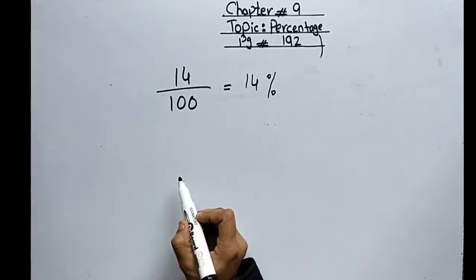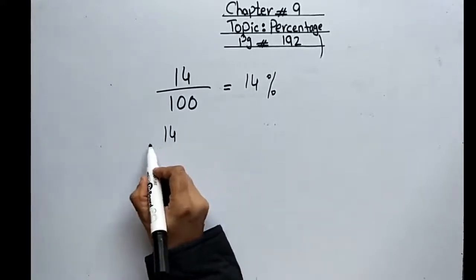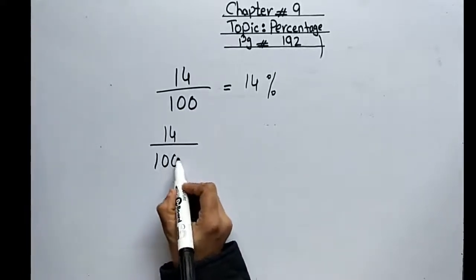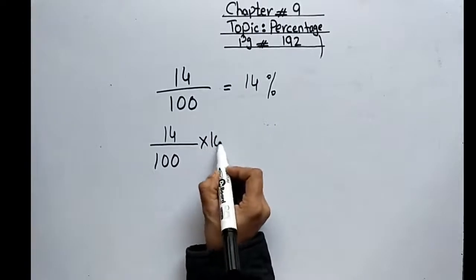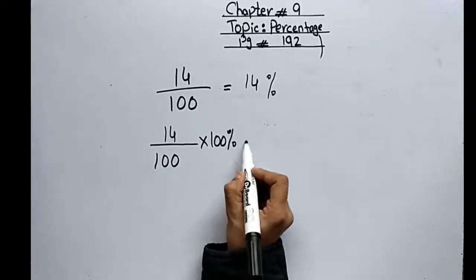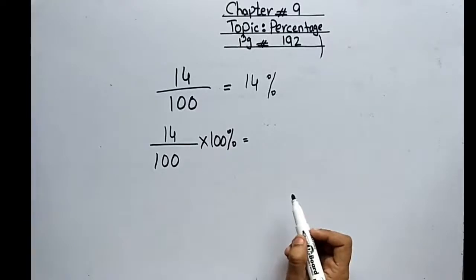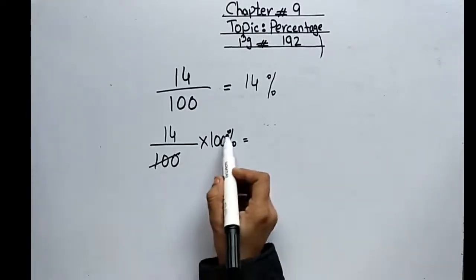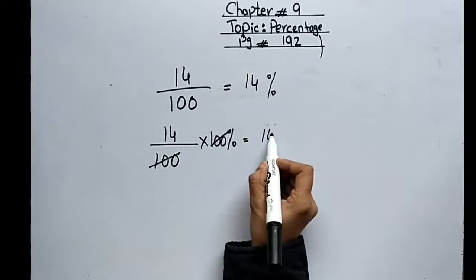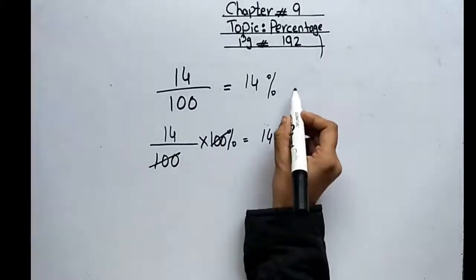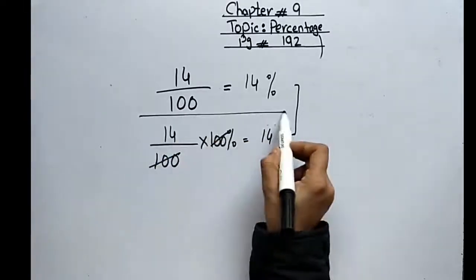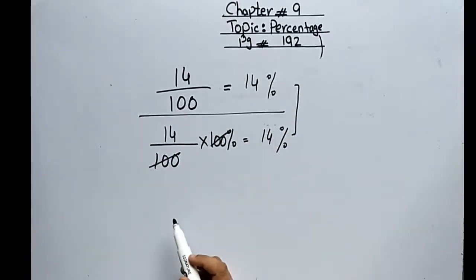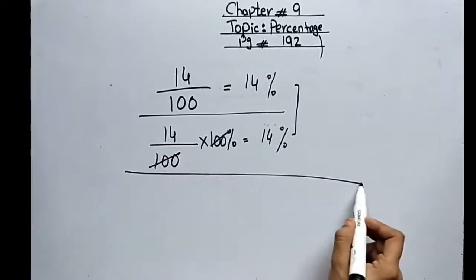This is method 1. According to method 2, as I told you, when we find the percentage of a number, we multiply by 100%. So 100 will cancel with the 100, and just 14 will be left. It means 14%. In both cases, your answer should be the same. You can use any one method. Fine? Got it, beta?